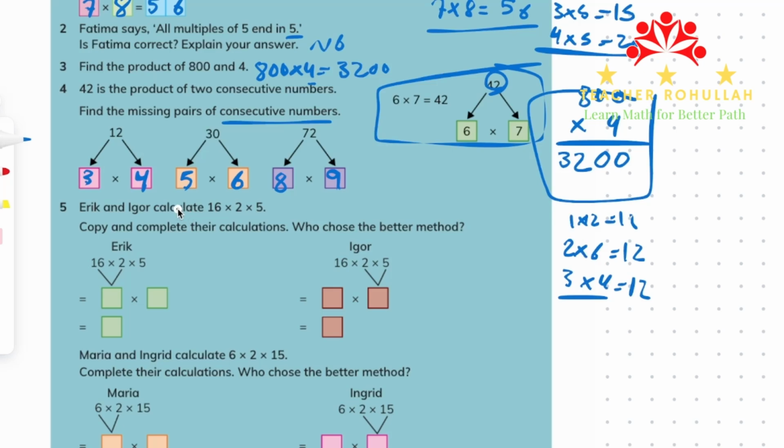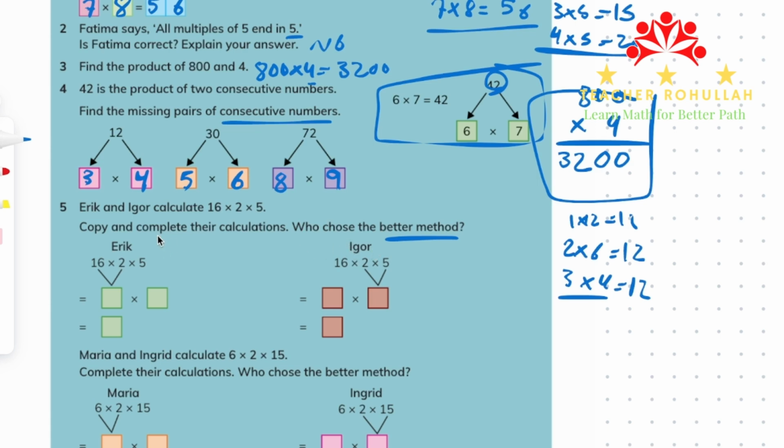In question 5 it says Eric and Igor calculate 16 times 2 times 5. Copy and complete their calculation. Who chose the better method? So we have Eric's one on the left side and Igor's one on the right side. We will do the calculation for both.